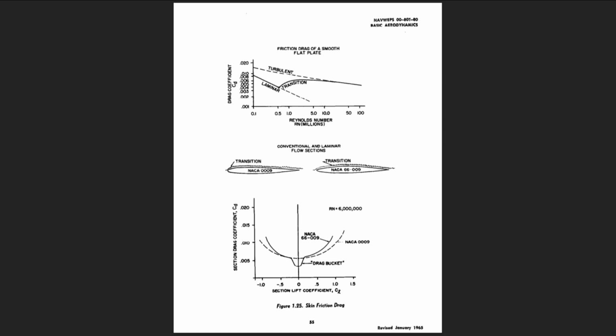A comparison of two 9% thick symmetrical airfoils is presented in Figure 1.25. One section is the conventional NACA 0009 section, which has a minimum pressure point at approximately 10% chord at zero lift. The other section is the NACA 66-009, which has a minimum pressure point at approximately 60% chord at zero lift. The lower local velocities at the leading edge, and the favorable pressure gradient of the NACA 66-009 delay the transition to some point farther aft on the chord.